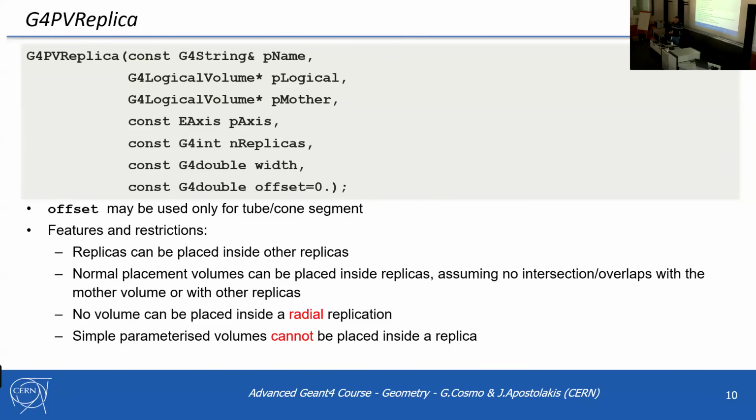And no volume instead can be placed inside a radial replication. This is mainly for the complexity of the representation of a radial replication, which is difficult to handle for the case of overlaps that may be generated. And then simple parameterized volume cannot be placed inside the replica. So these are constraints that apply when you create a replica.